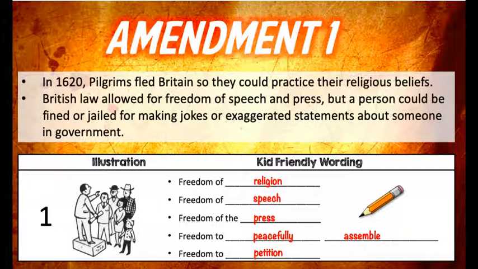In 1620, pilgrims fled Britain so that they could practice their religious beliefs. British law allowed for freedom of speech and press, but a person could be fined or jailed for making jokes or exaggerated statements about someone in government. That is some of the reason why Amendment 1 was added right away.